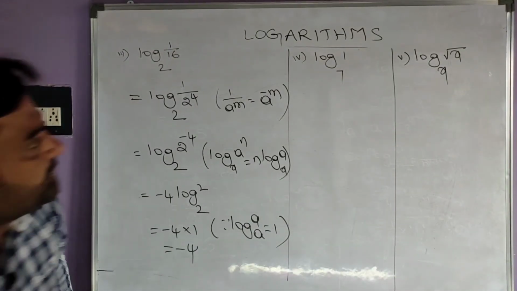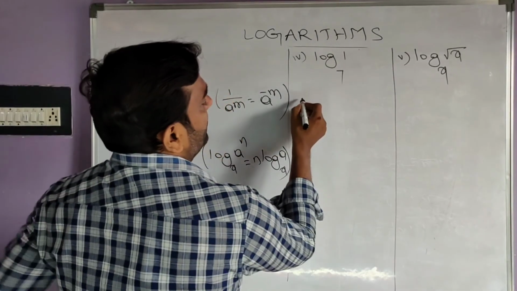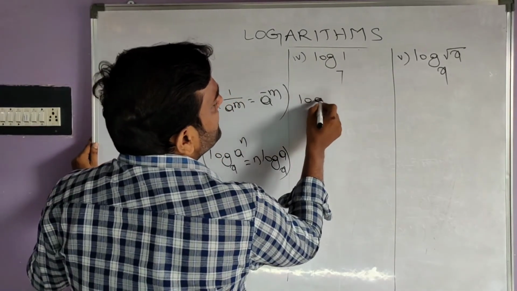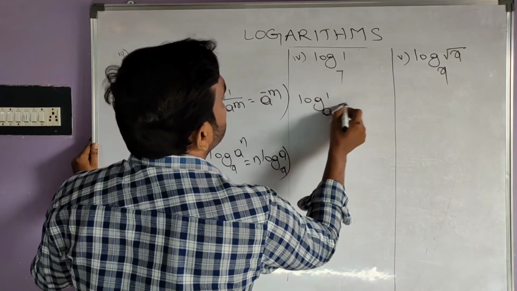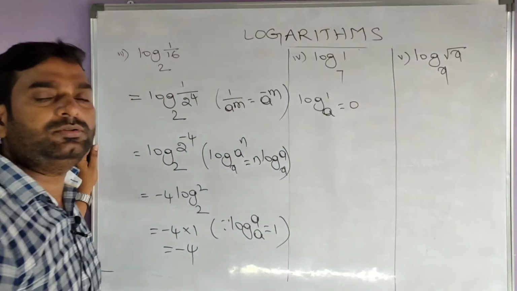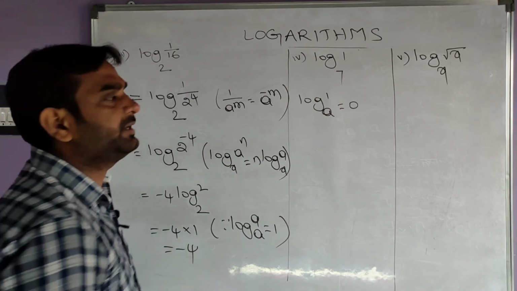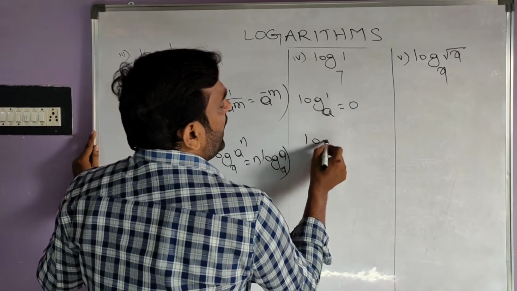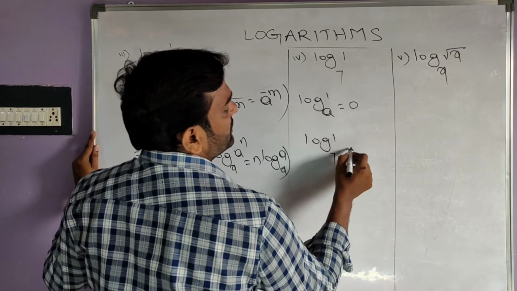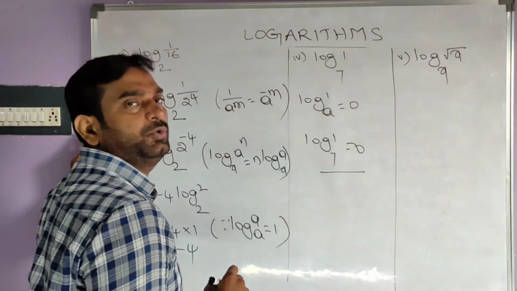Next, log 1 base 7. Already we discussed log 1 for any base equal to 0, with a not equal to 1 and a greater than 0. So log 1 here given base 7, this value is 0.